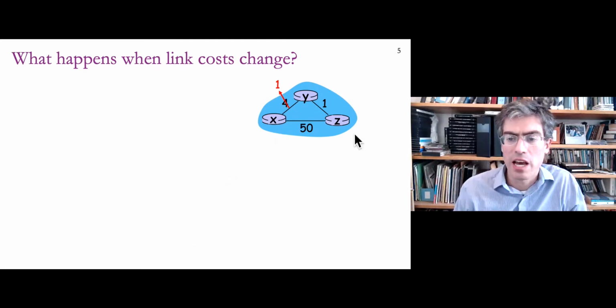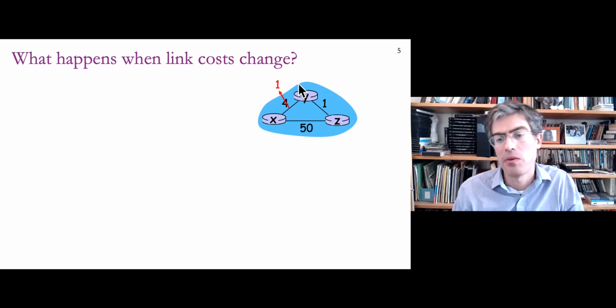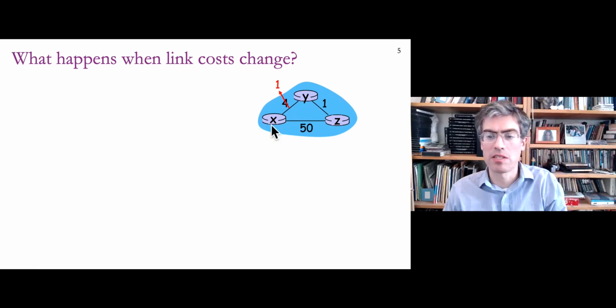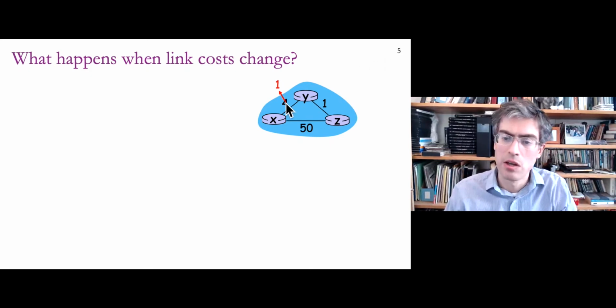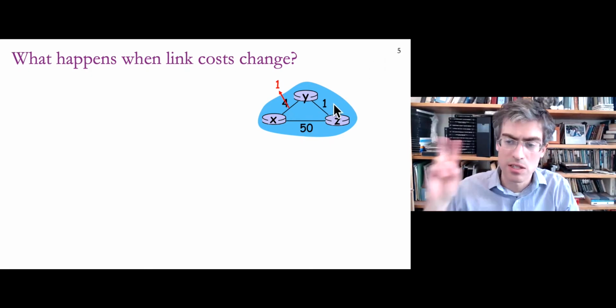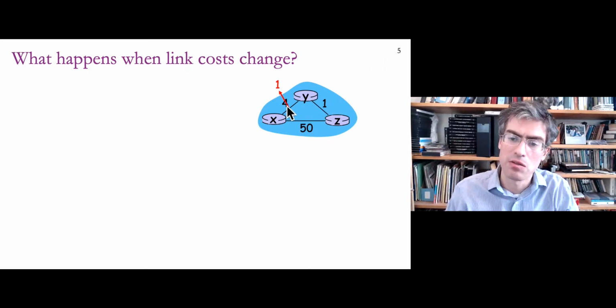But the network's not static, it changes. Links can be added or removed. The cost of links, let's say, can change. What should we do when that happens? So we have a simple network here of X, Y, and Z. The numbers on the edges are the costs of the edges. If a cost goes from 4 to 1 between X and Y, what should happen?